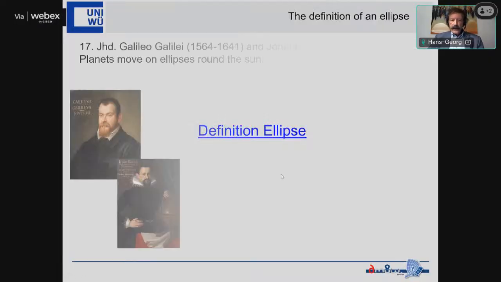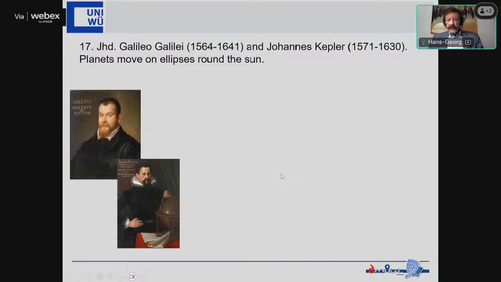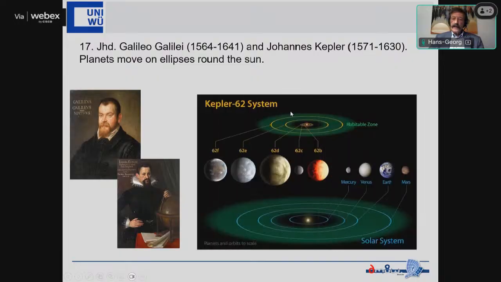Since the 17th century, the ellipse got a very important meaning because Galilei and Kepler found out that the planets move on ellipses around the sun, and then Kepler's laws came out of this. So conic sections, especially the ellipse, got a very important meaning at these times.